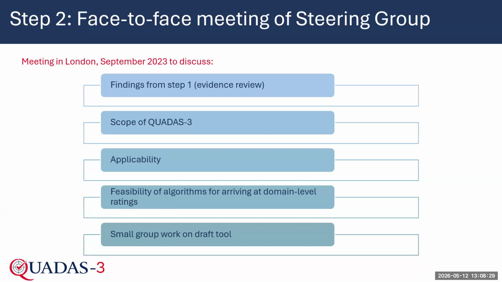We also had a look at the feasibility of algorithms for arriving at domain level ratings. And we spent some time trying to apply that to an example domain, but in the end, we decided that was just going to make the tool too complicated to be able to cover all the different situations you encounter in a diagnostic accuracy study. And then we did some work in small groups to end up with a very first draft of the tool.